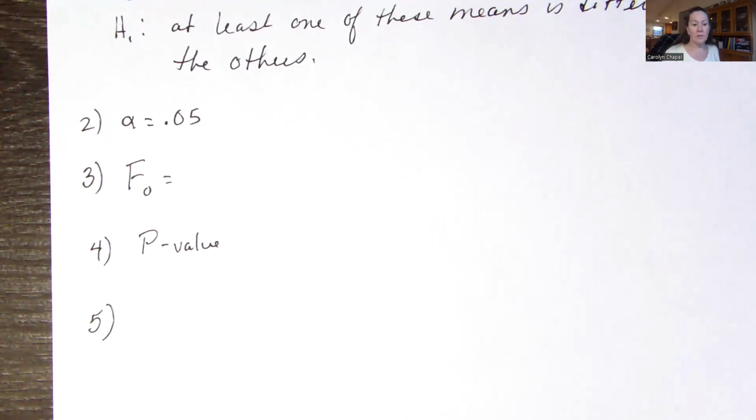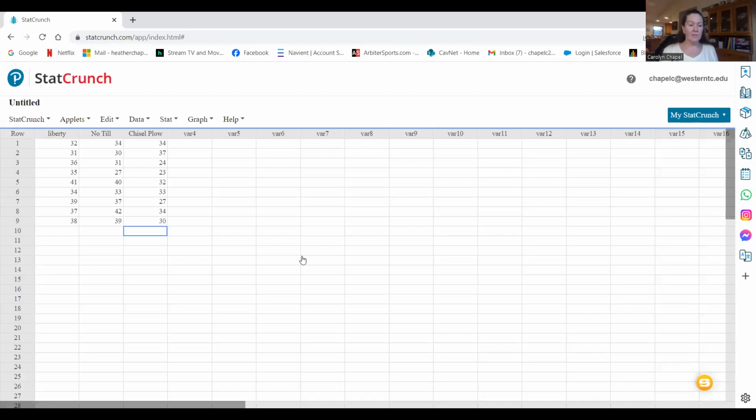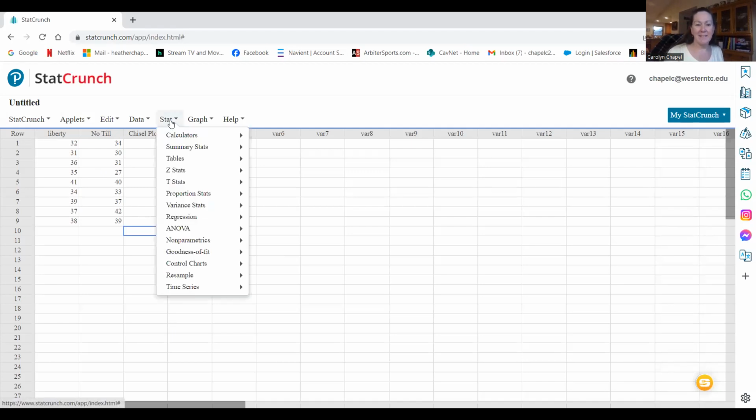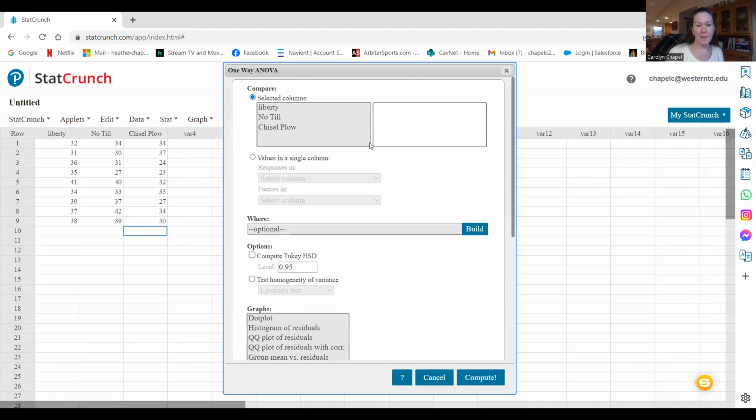Because I already put all the information in there, I have our Liberty, our no-till, and our chisel plow. This one is relatively easy to do, so there's not a lot of buttons to click. But again, it's under our statistics. It is ANOVA, and we are doing a one-way. So Stat, ANOVA, one-way. Then we're going to select our columns.